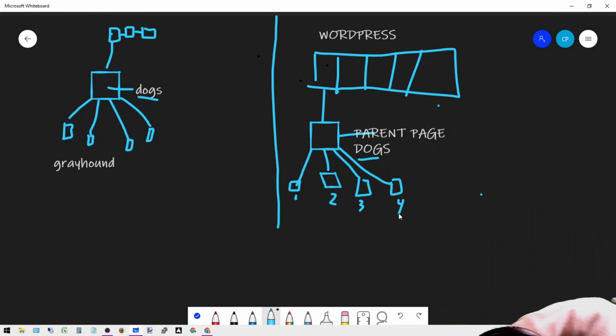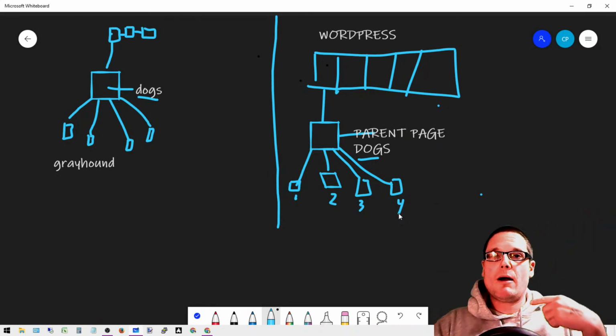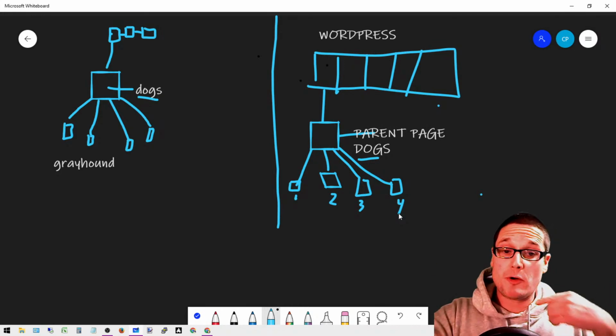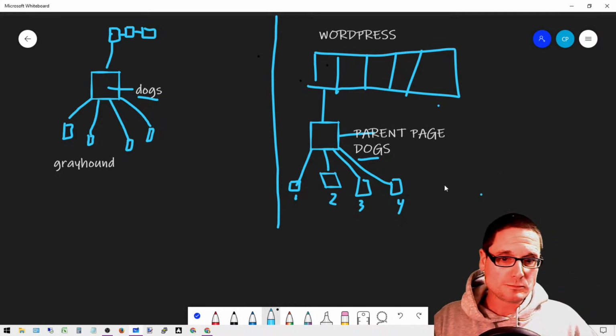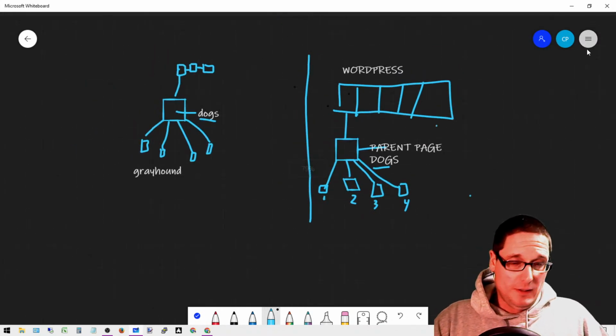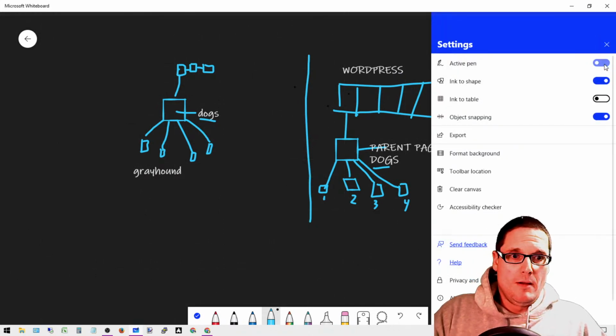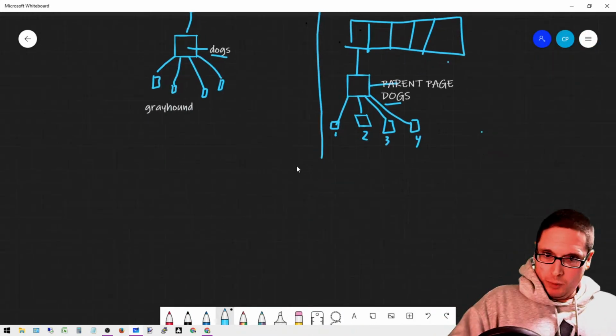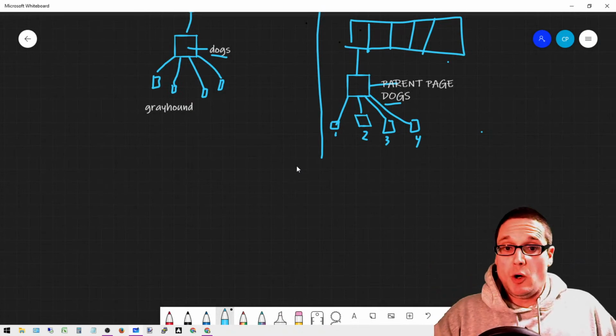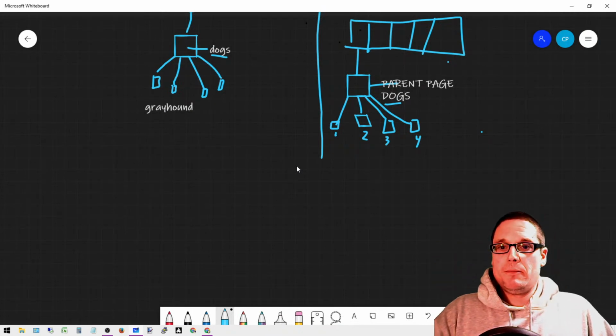Now, here's what I want to cover. When we're talking about website structure and on-page SEO, one of the ideas that I really want to cover is almost a basic structure.